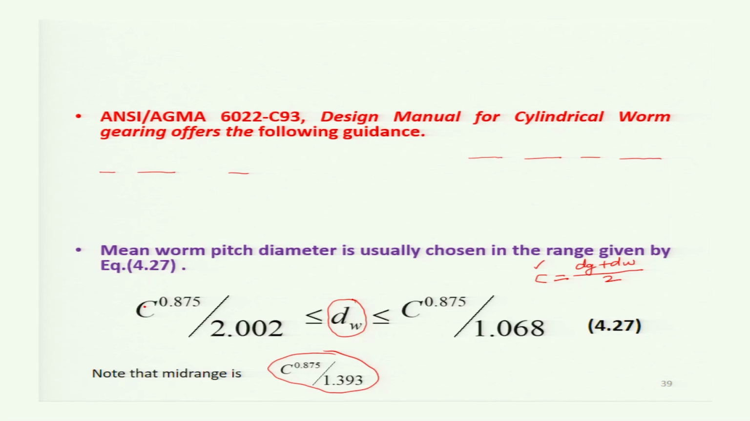So, what should we do? First of all, an initial value of C is taken, and from that C we get the value of dW. Knowing dW and knowing the value of dG, we get a new value of C. Now this new value of C is substituted here and we get a range and a mid range. That will again give you the next value of dW, and this iteration is continued till the other factors are satisfied.